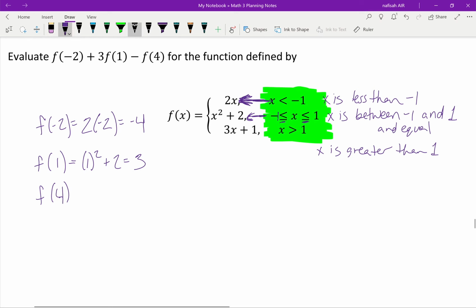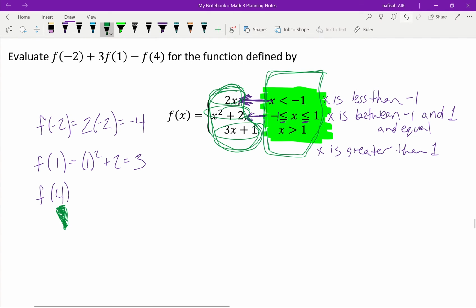So you really just have to look at this part right here, the restrictions. You just have to look there to figure out which one of these you'll end up using. You don't use all of them at once. Whichever x value, in this case, the next one we're going to do is 4, whichever x value they ask you for, you have to figure out if you are going to use this piece, or this piece.